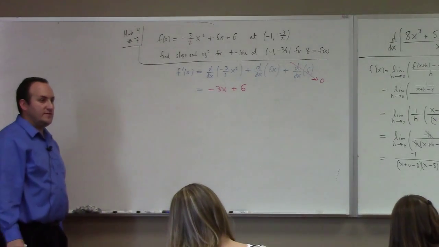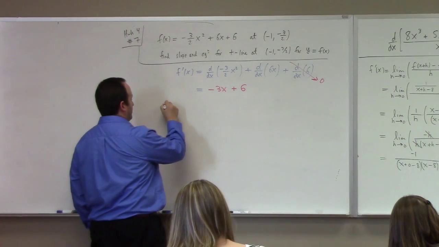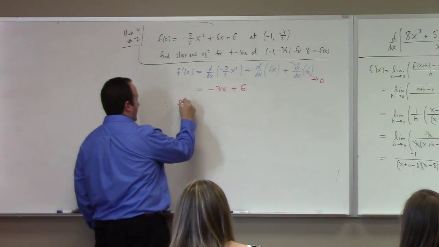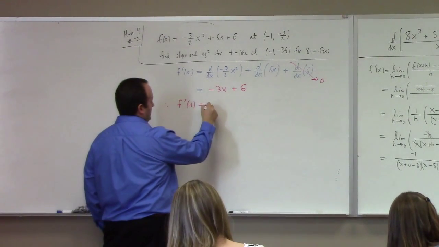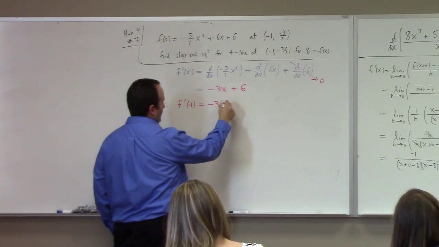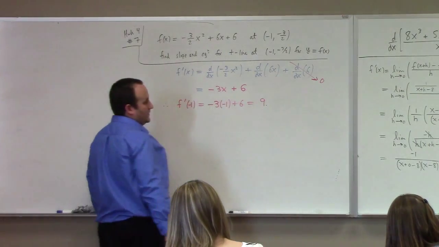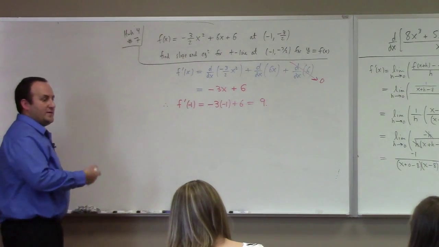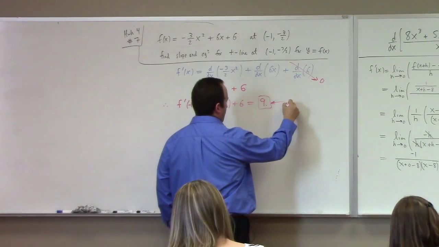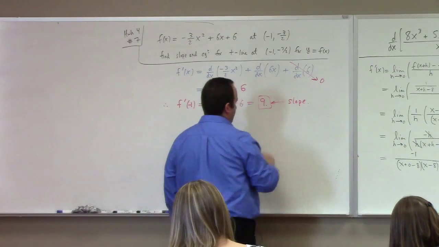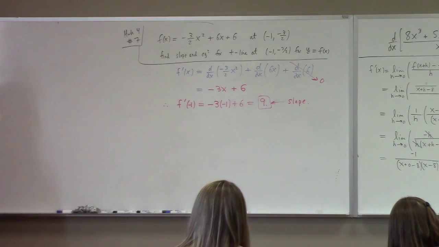Function, what's the slope of the tangent line at the point we're interested in? F prime of minus 1 is equal to what? Minus 3 times minus 1 plus 6, which is 9. There you go, that's the slope of the tangent line at the point in question.